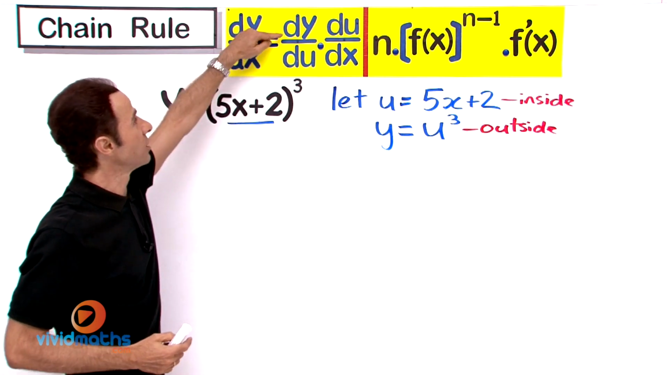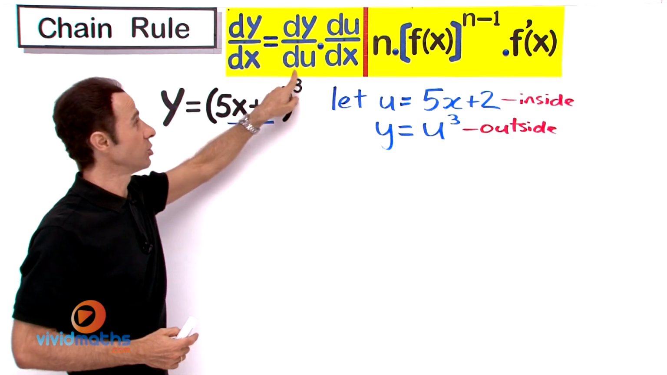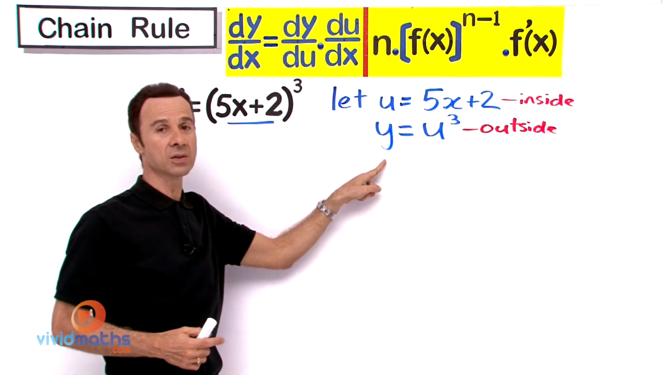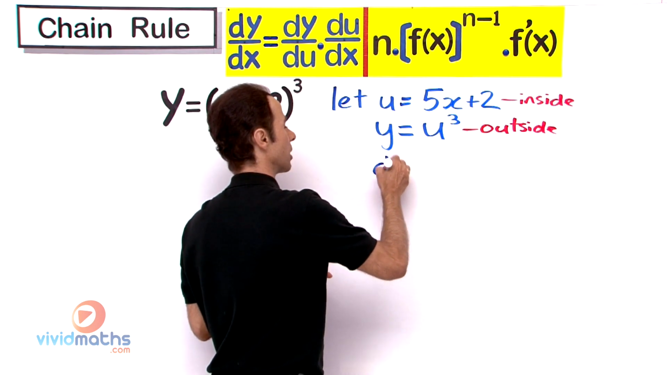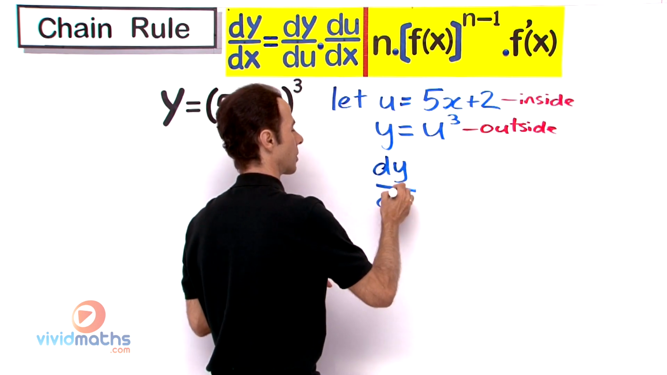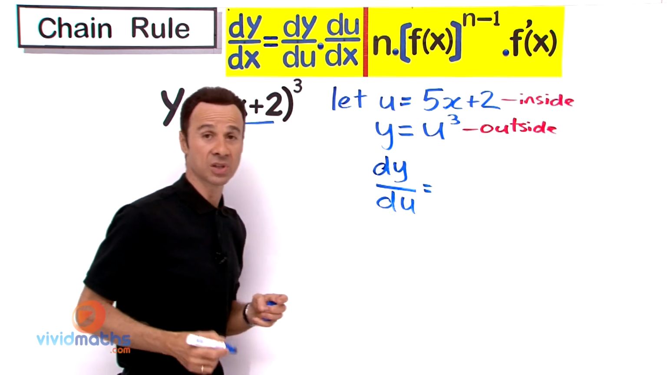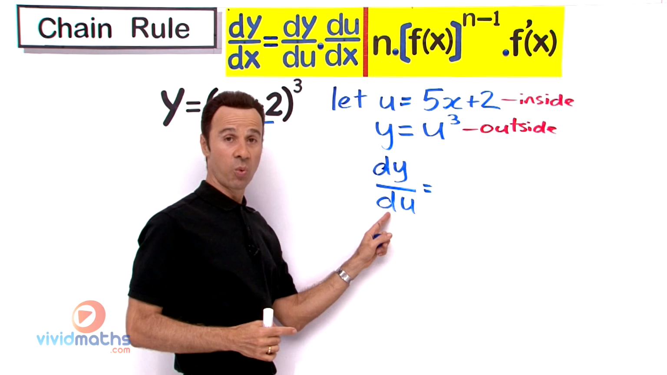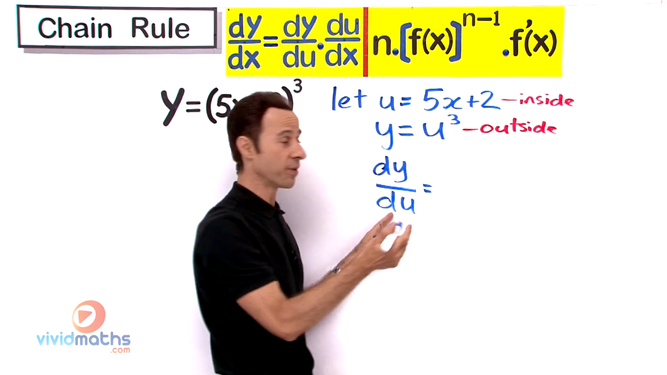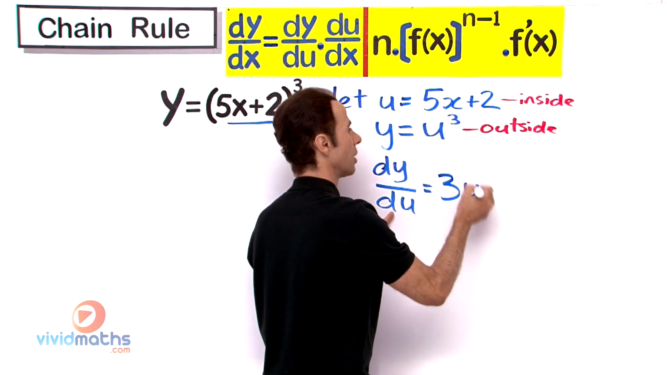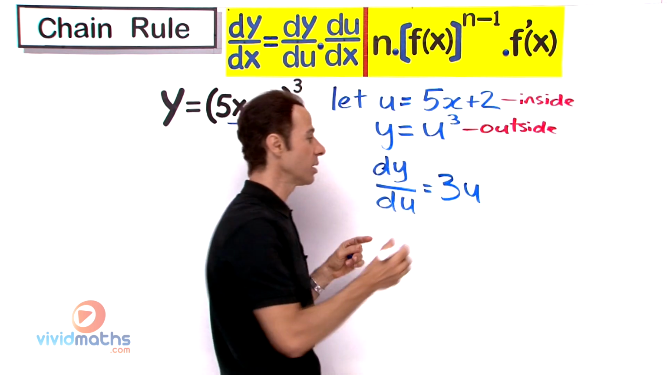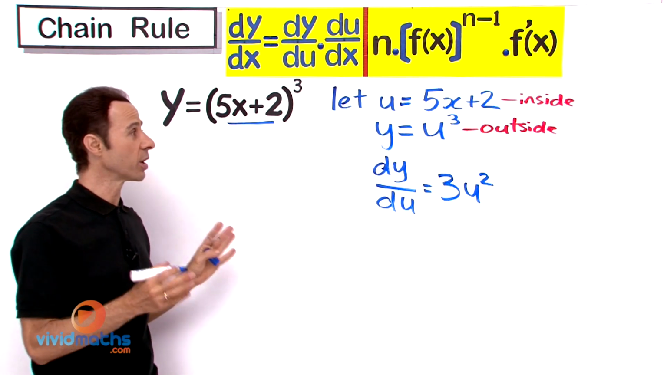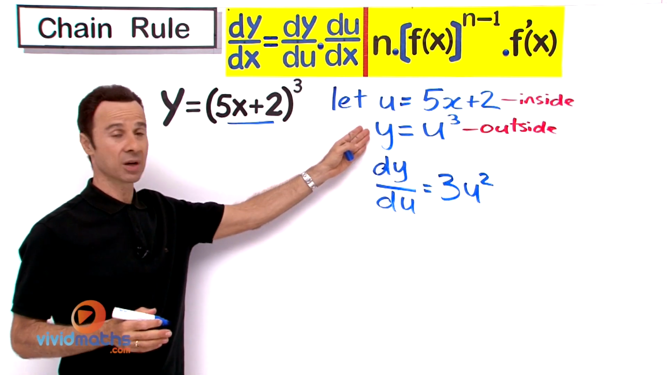Well, let's find what dy/du is first of all, because we've got the two components. Let's work with the one on the left. dy/du, well, we know what y is, so what's dy/du going to be? Let's simply find the derivative of that. Well, if y equals u to the power of 3, dy/du, we're going to use the power rule for that. 3u, and then drop the power by 1. Remember, 3 minus 1, that'll be 3u squared. It's just like the power rule. We're only working with that part, the outside part.